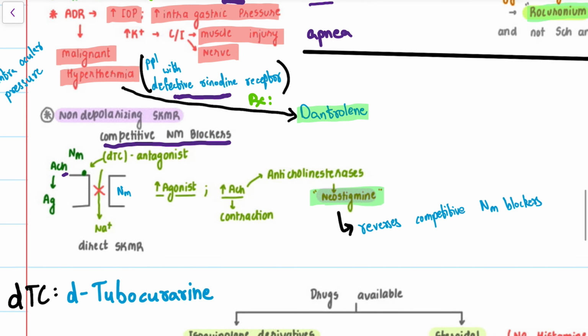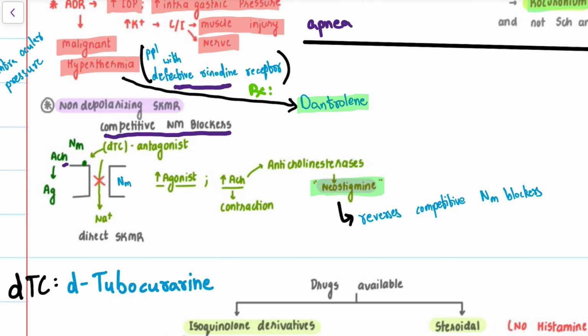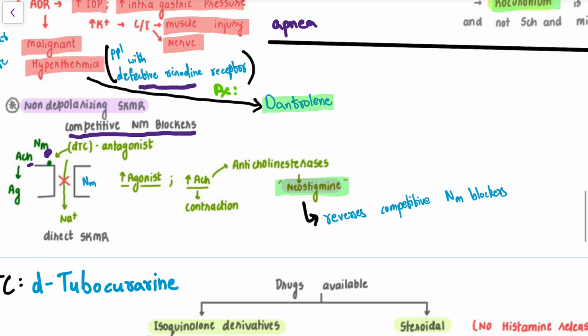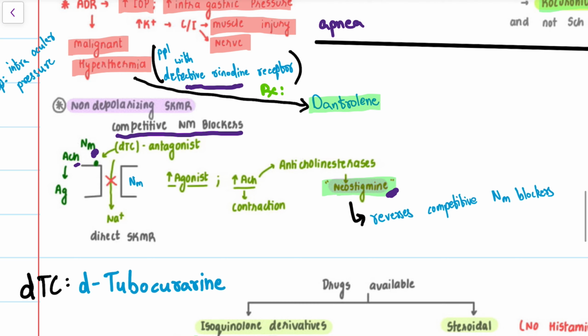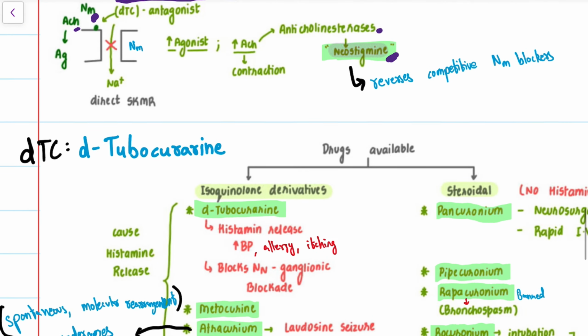And thereby, in due time, the acetylcholine concentration increases. So it can competitively come back and attach to the NM receptor and cause contraction as usual. For reversing these competitive neuromuscular blockers, we use neostigmine, because we can't actually give acetylcholine directly to an individual. This neostigmine is given, which will go and bind to the anticholinesterase and increase the action of the acetylcholine.